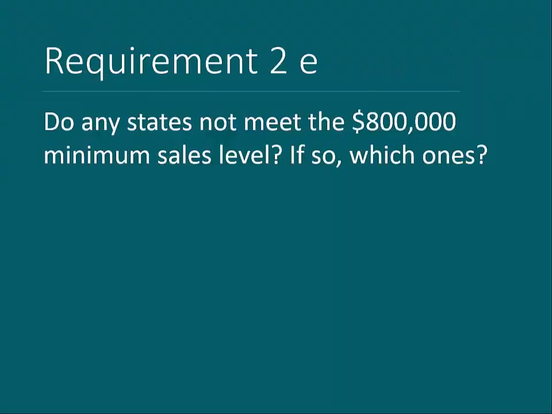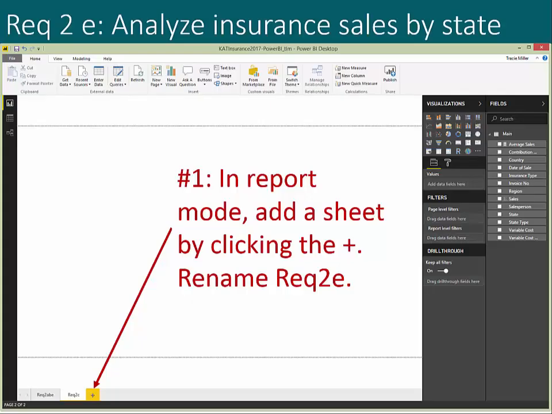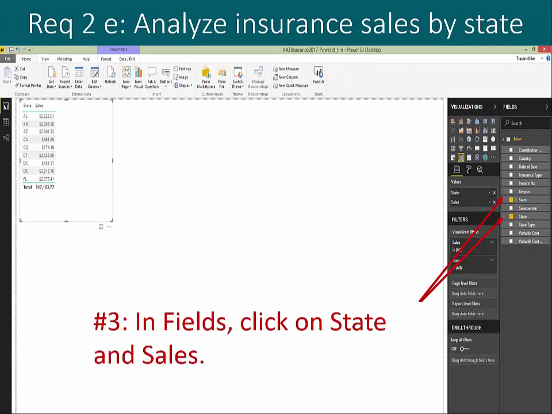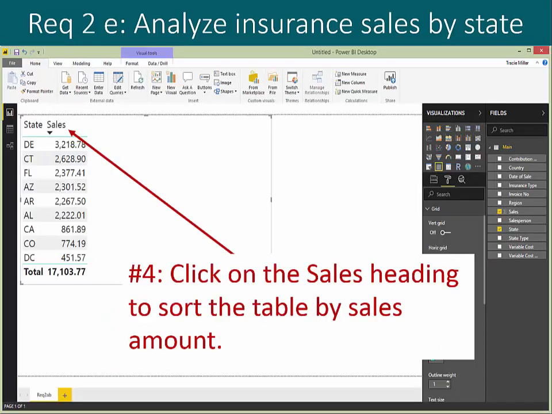Requirement 2E. Do any states not meet the $800,000 minimum sales level? If so, which ones? In Report mode, add a sheet by clicking the plus sign. Rename the sheet Requirement 2E. In Visualizations, click on Table. In Fields, click on State and Sales. This provides a chart of sales by state.